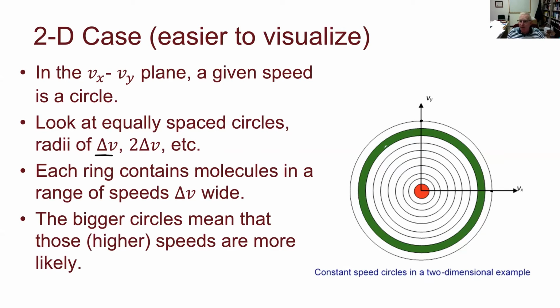In each ring, just like that green shaded one, if we want to pick one, we can say that in that ring, there are molecules that have speeds that are in some range where the width of the range is delta V. Right? So it goes from some speed to that speed plus delta V. That's all the molecules that are in one ring. Because the circles get bigger as I go out, there are more molecules in those outer circles, relatively speaking, than their speeds would imply, just because there's more ways to get to that speed, more combinations of Vx and Vy that will get you to that speed.